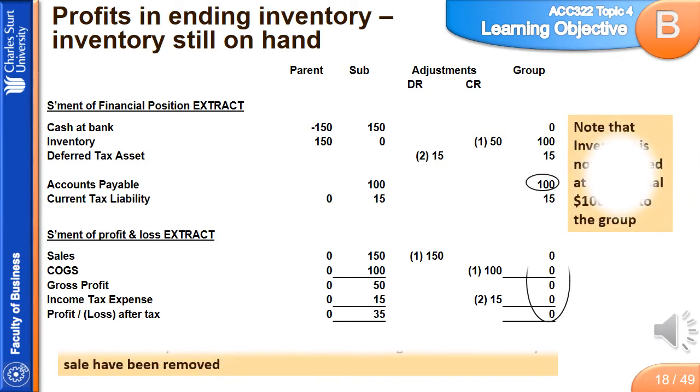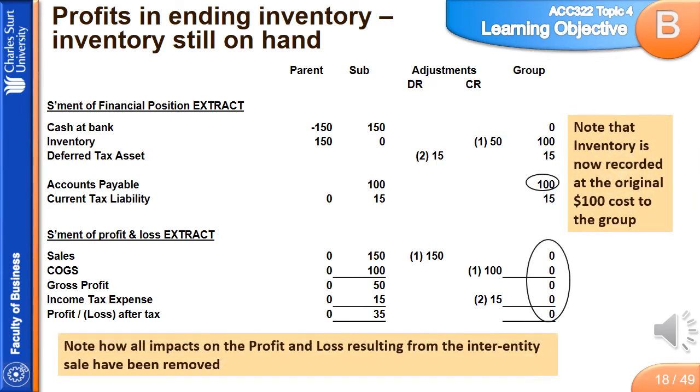Here we have an extract of a consolidation worksheet for both the statement of financial position and the statement of profit and loss. And as you can see here in the adjustments columns, we've placed the consolidation entry prepared on slides 16 and 17, and you can see how from a group's viewpoint the inventory is reduced now to 100. There's a deferred tax asset account now recognized, and there's from a group's viewpoint no sale, no COGS, no gross profit, and no tax expense recognized. And that's how it all comes together.